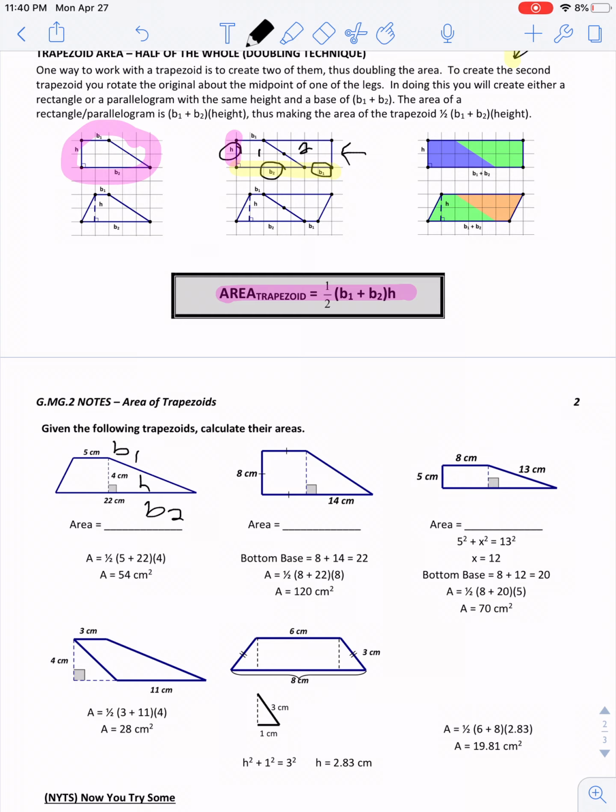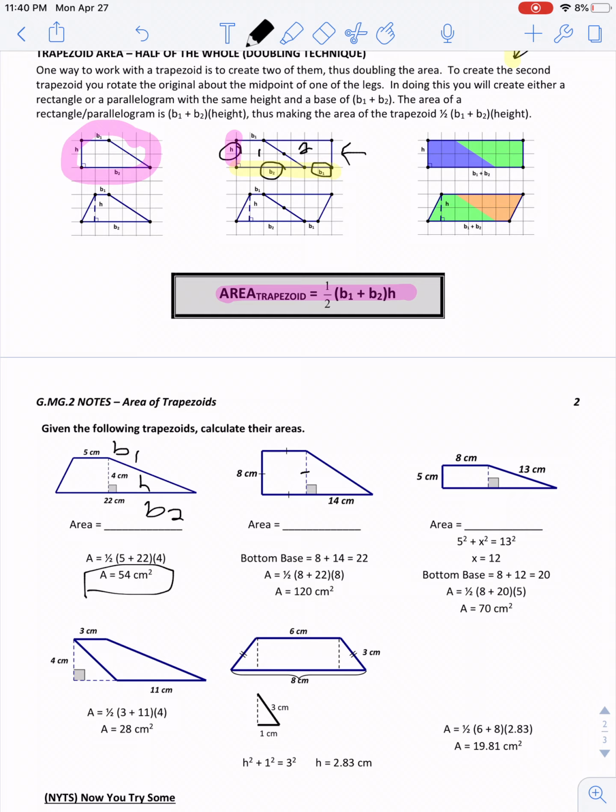2 times 27 is 54 centimeters squared. All right, so that one's just showing you how to plug it into the formula. Now the second one is a little bit different. Notice we have a little bit of square here plus a triangle on the far side. So you could just take the area of the square plus the area of the triangle, and that would work.